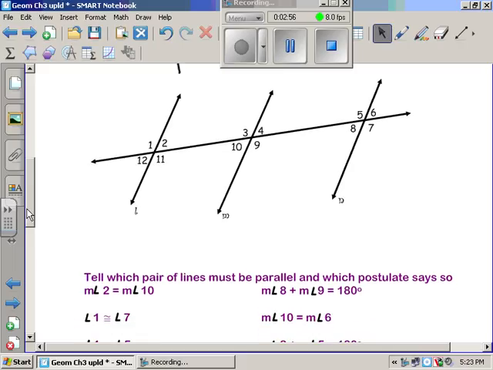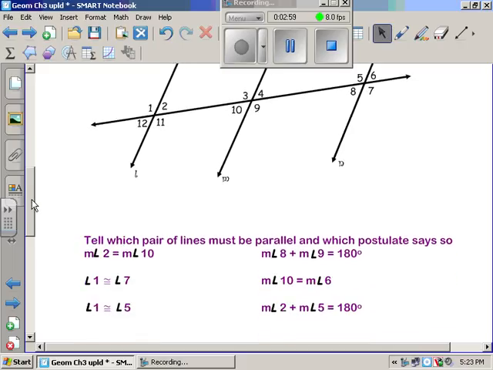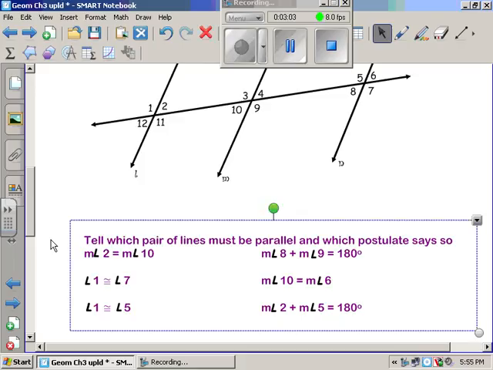Ordinarily I'd let you guys do this, but let's just run through these really quickly. It says tell which pair. If I'm looking at angle 2 and angle 10, that would be here and here, I can prove that L and M are parallel because if 2 is congruent to 10, then by the converse of the alternate interior angle theorem, L and M are parallel. Then the next one, 1 and 7, here's 1, here's 7, I can prove that L and N are parallel by the converse of the alternate exterior angle theorem.